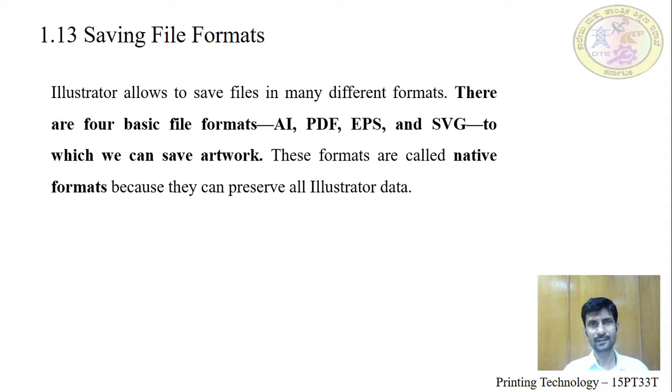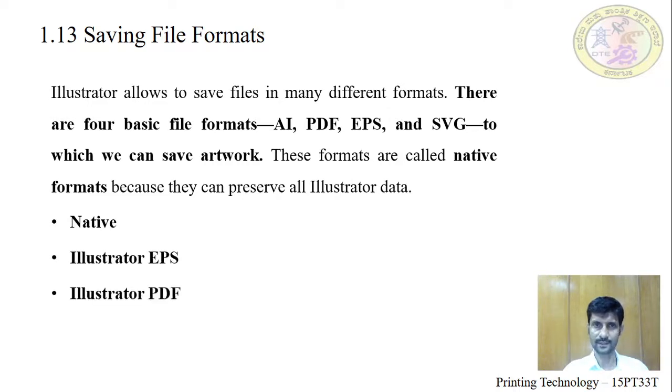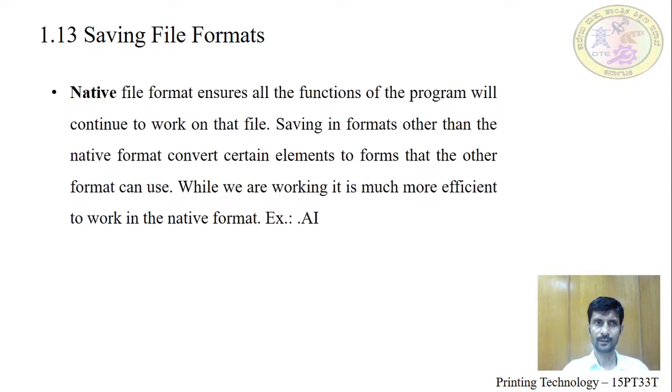These formats are called native file formats because they can preserve all the Illustrator data or information. First one is native, which comes as .ai. Second one is Illustrator EPS. Third one is Illustrator PDF. And next is Scalable Vector Graphics. Let us see the native file format.